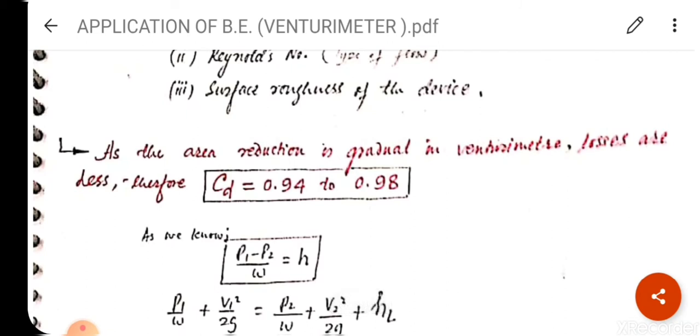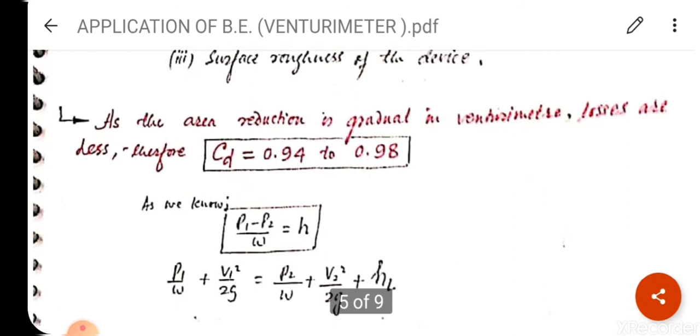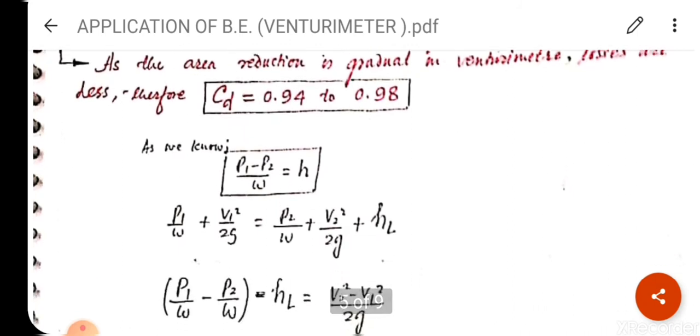As we know that the pressure head difference is given as P1 minus P2 upon W is equal to h. So when we consider the Bernoulli's equation with head loss, the new equation will be P1 by W plus V1 square upon 2g is equal to P2 by W plus V2 square upon 2g plus head loss. Clear?